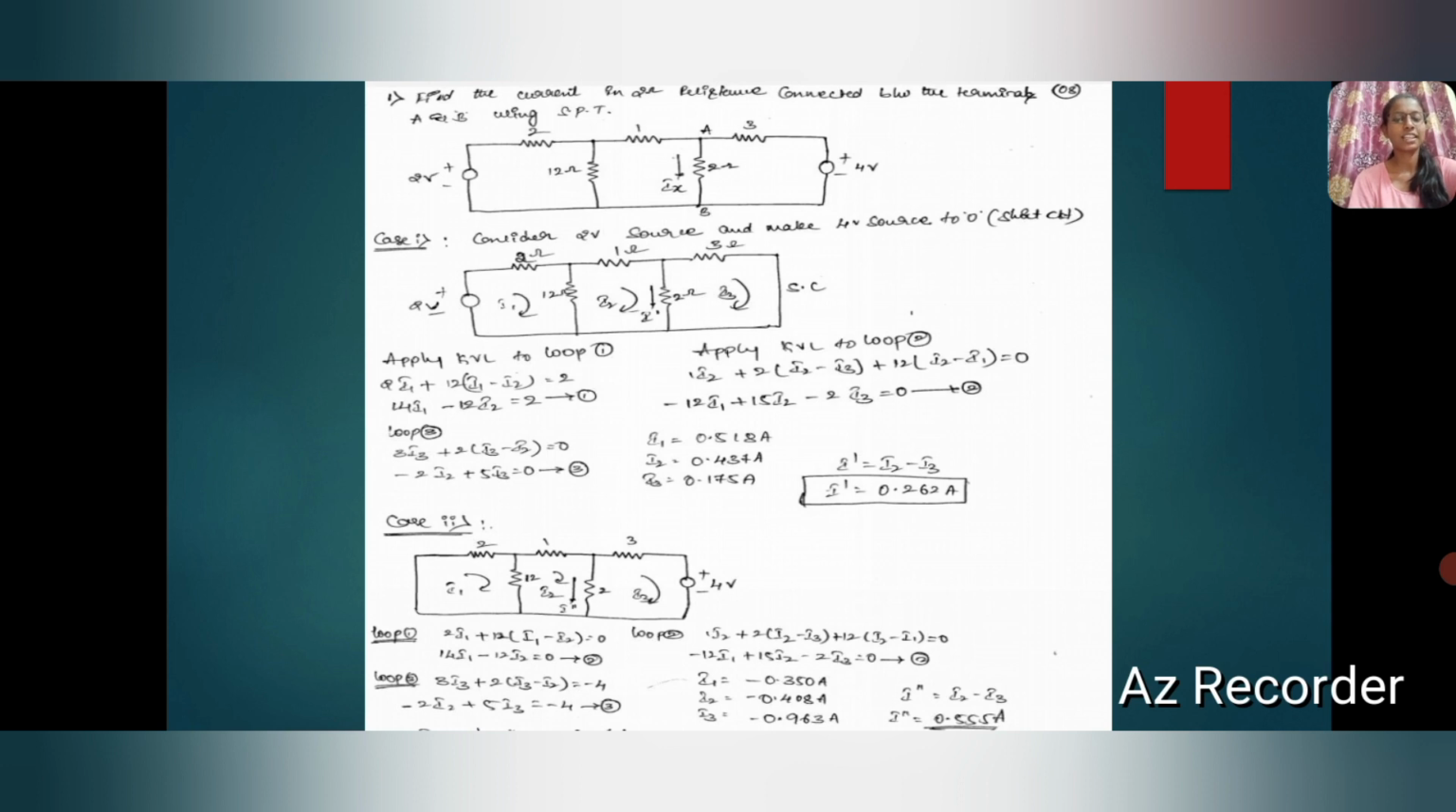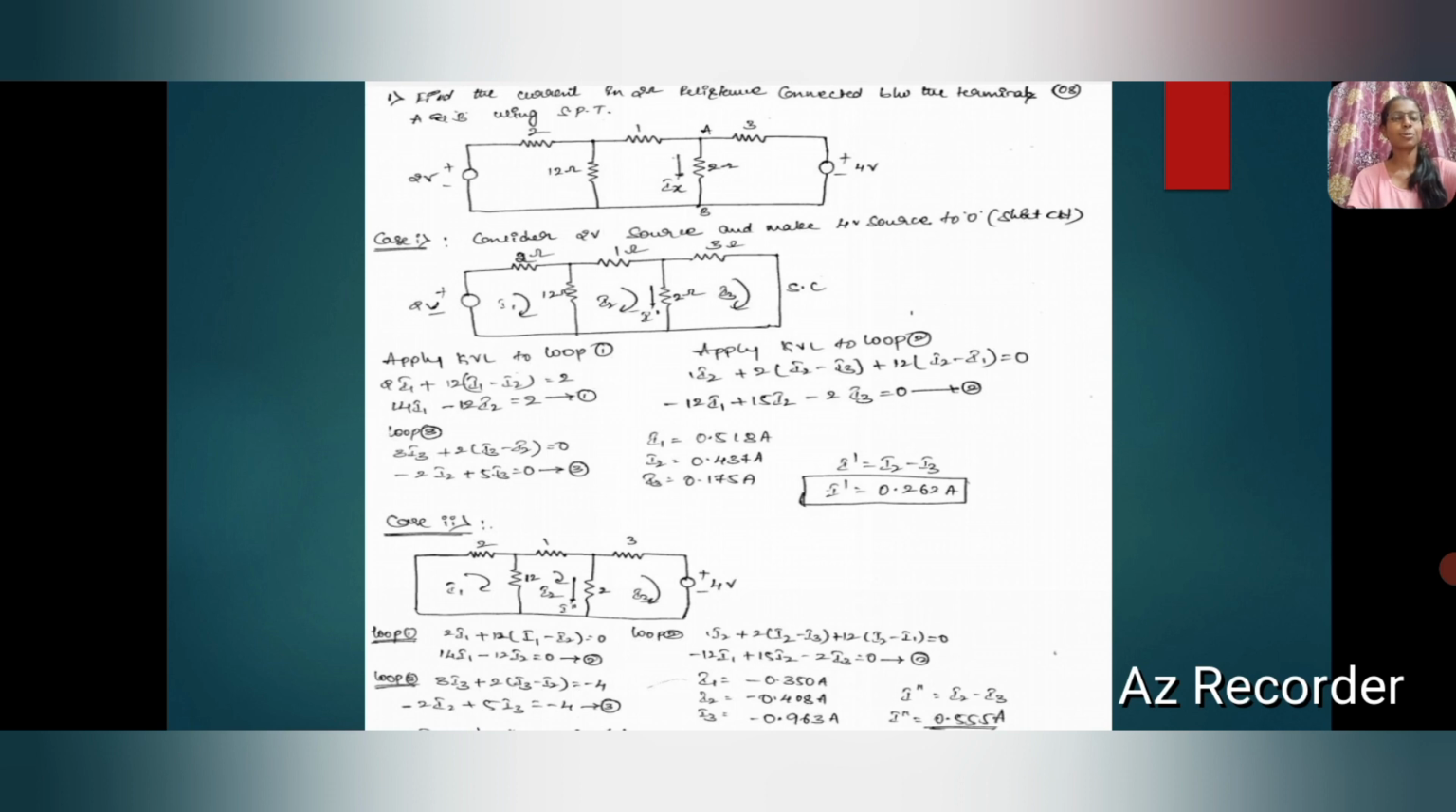Now, taking case number 2, we have to take the 4 volt source and short circuit the 2 volt source. By applying KVL to loop 1, we get 2I1 plus 12 into I1 minus I2 is equal to 0. By simplifying this equation, we get 14I1 minus 12I2 is equal to 0. This is equation number 1.